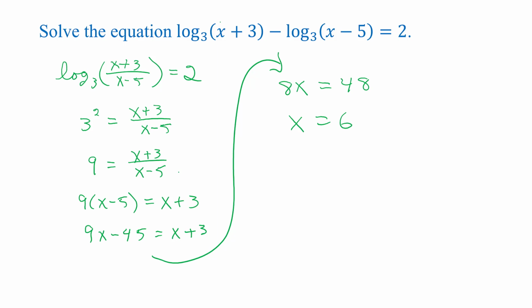So what I do is, for our argument x plus 3, plugging in x would give me 6 plus 3. I don't really care what number it is, but I want to make sure it's positive, which it is. I plug in 6 for x in x minus 5, and 6 minus 5 is positive again, so we're good. And x equals 6 is indeed a solution here.